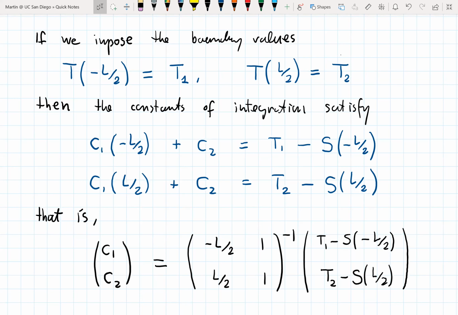And so an explicit formula for c1 and c2 is given by the inverse of the matrix with entries minus L over 2, 1, L over 2, 1, multiplied with the vector T1 minus s of minus L over 2, and T2 minus s of L over 2. And that way we can explicitly solve the boundary value problem. And then T will be the stationary heat distribution when the heat generation term is given by the function f, and we have constant temperatures maintained at the left and the right endpoint of the pipe.